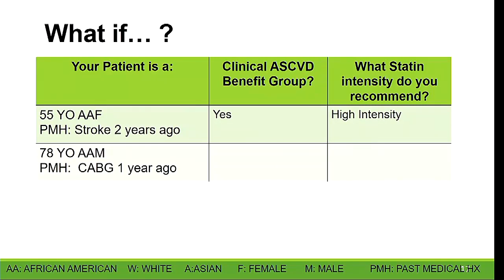So the second patient is a 78-year-old African-American male, past medical history of CABG 1 year ago. Do they meet criteria for the group? Yeah. And what level statin would you give them? Moderate. And why is that again? Got it.